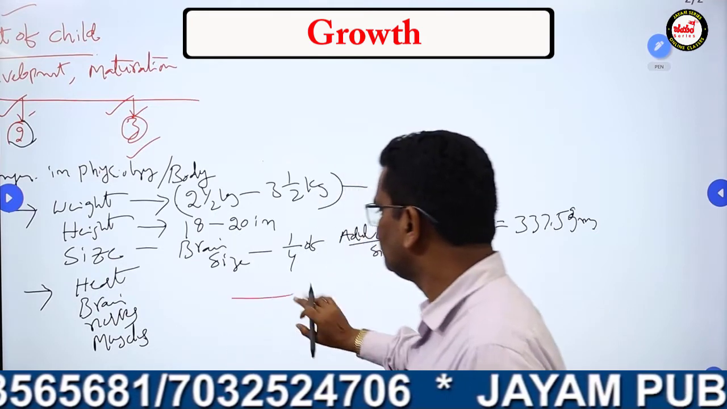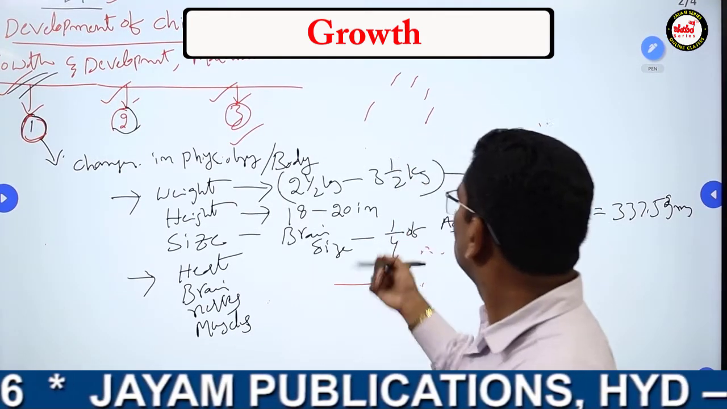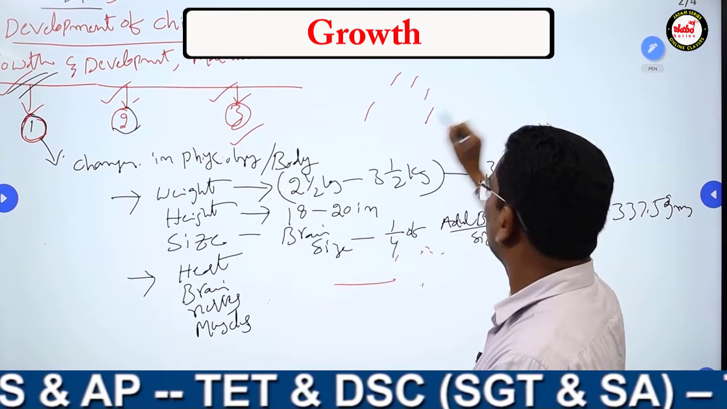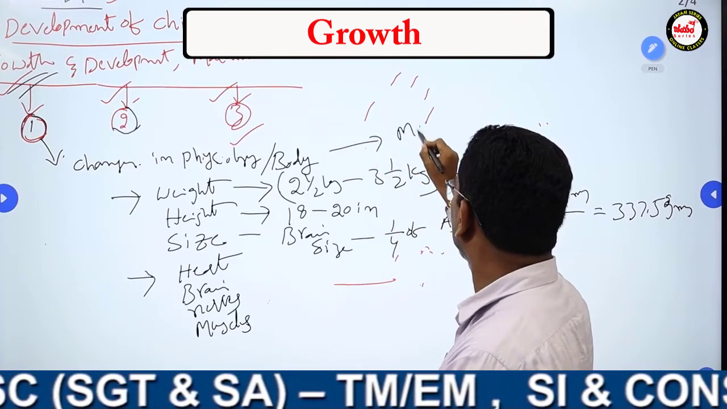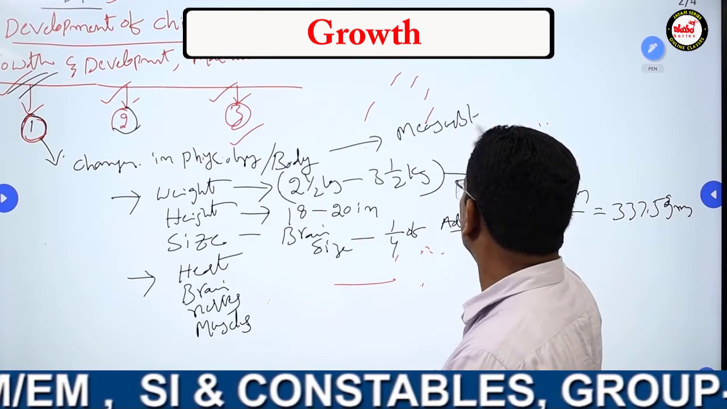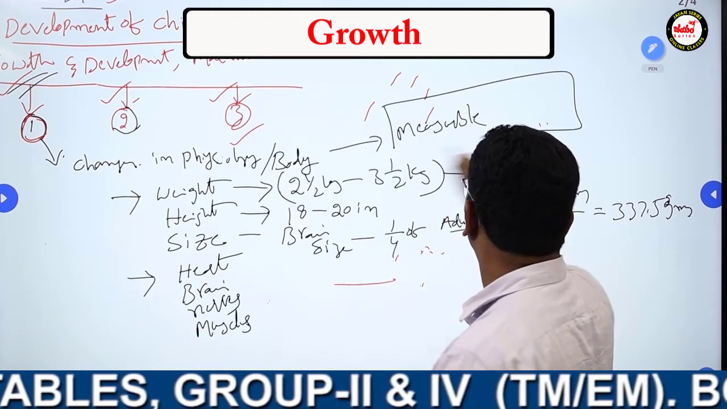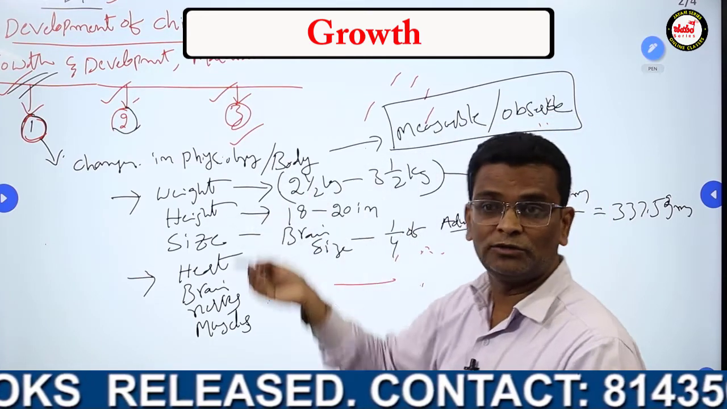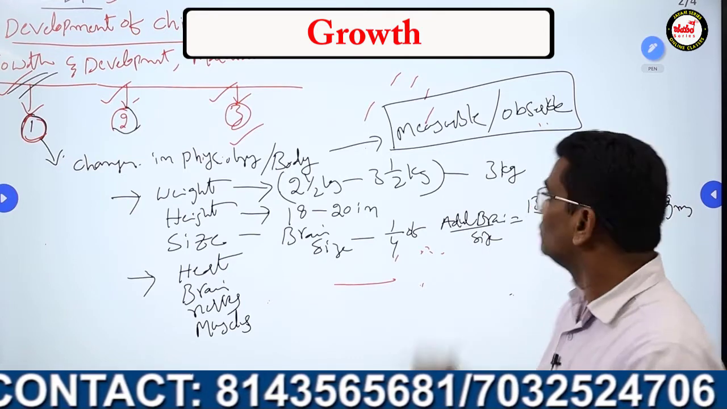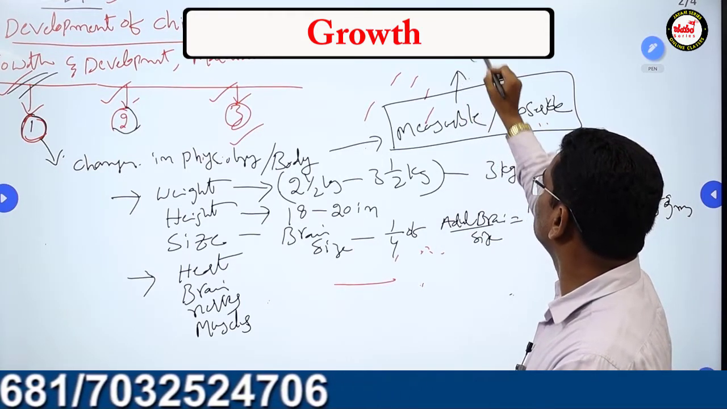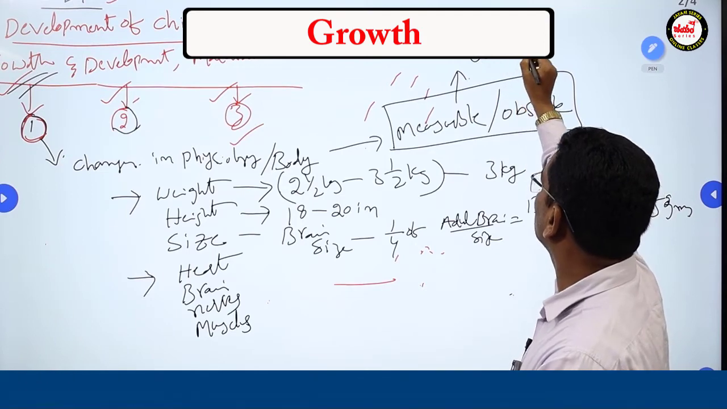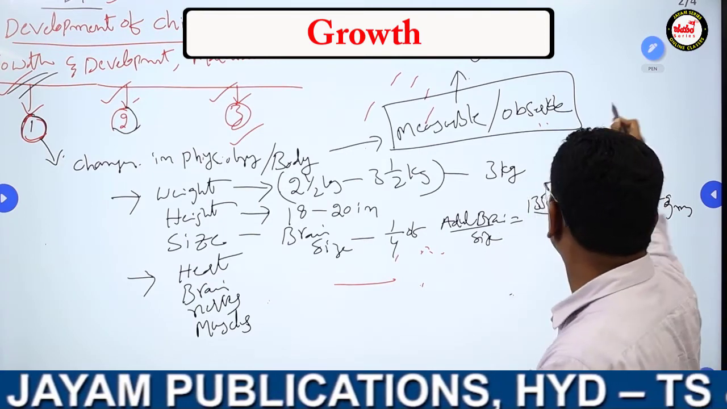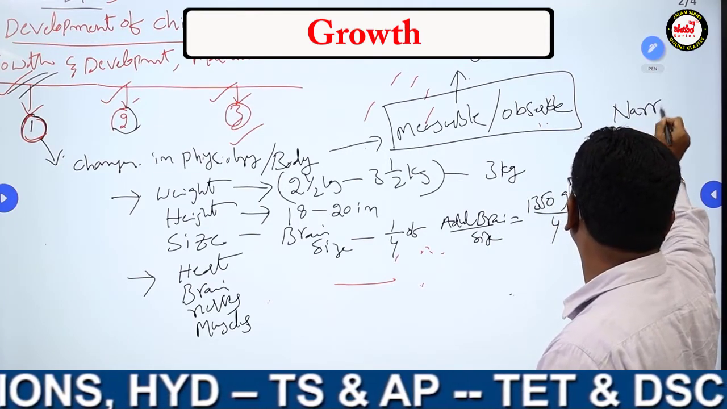At the same time, growth is measurable and observable. Growth ni manam measure cheyochu and we can observe also. It is measurable, so it is quantitative. It is quantitative. Means growth is a narrow term.